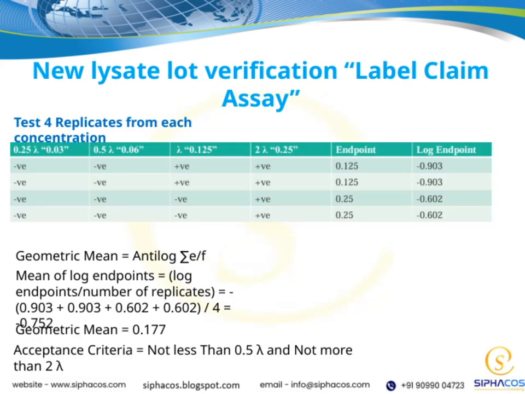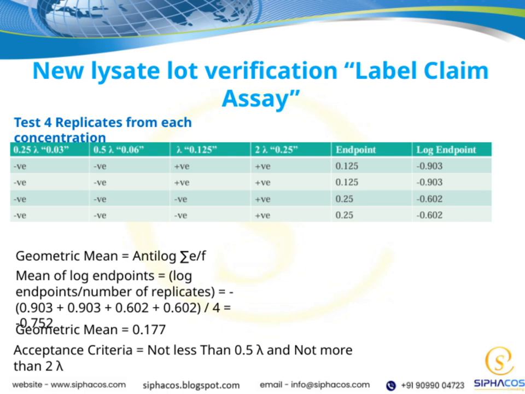All right, let's delve into the acceptance criteria. As you can see, the acceptable range is not less than 0.5 lambda and not more than 2 lambda. This range ensures that our results are within a consistent and reliable window. Moving on, the geometric mean here is 0.177. Now, the geometric mean is a useful measure when dealing with data that spans several orders of magnitude or when data is multiplicative in nature. It's calculated as the antilog of the sum of the logs divided by the number of data points, which we also see expressed as the antilog of the sum of E over F.